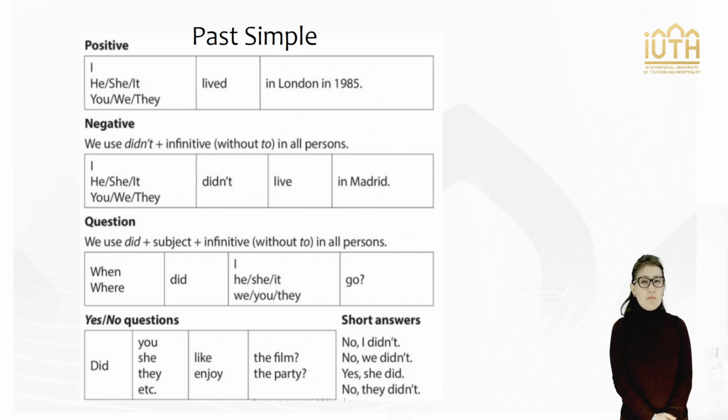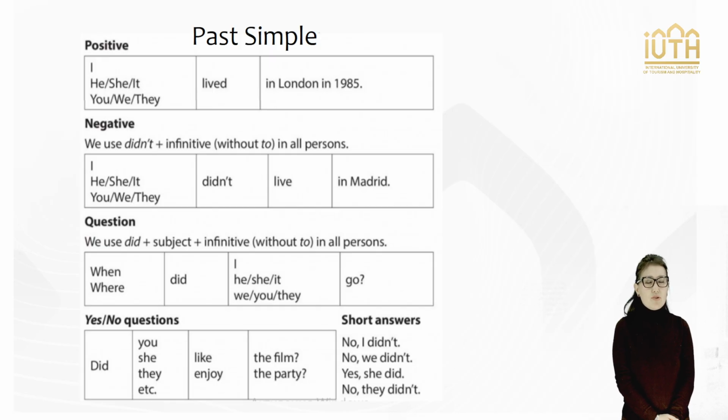Positive form. The positive form of the past simple is used to state that something happened in the past. Structure: subject plus verb-ed or irregular verb. For example, she visited her grandparents last weekend. He played football when he was young. We add -ed to the main verb.